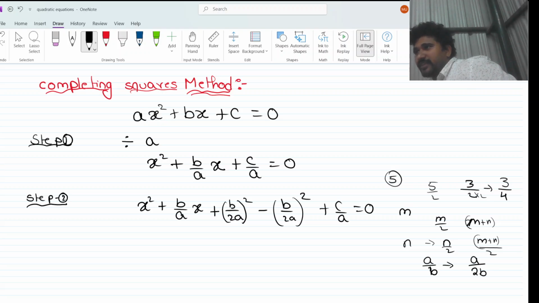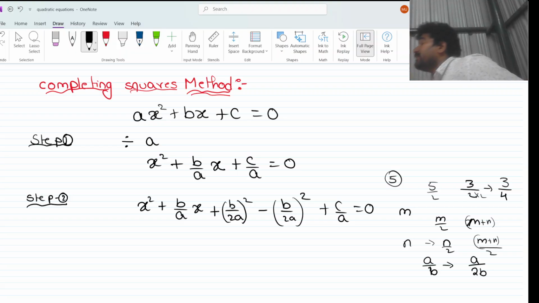Is that clear for everybody? Half of the coefficient of x I added and subtracted. Sorry sir, you said it wrong. The square of half of the coefficient of x I added, and the square of half of the coefficient of x I subtracted. Is that clear? You should not remember it as b by 2a.